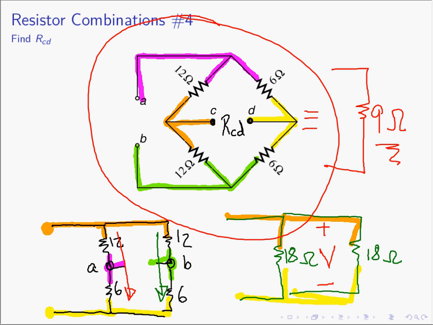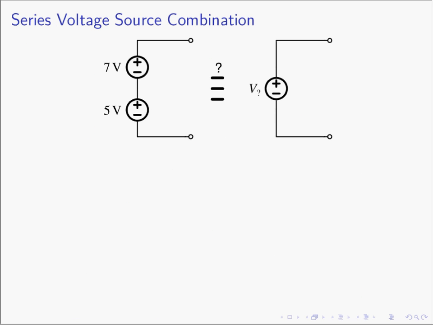Let's look at a few things real quick. Let's look at combining voltage sources and current sources in series and parallel. And there's a couple interesting things, and it falls out pretty readily from what we already know, but maybe you haven't thought about it yet.